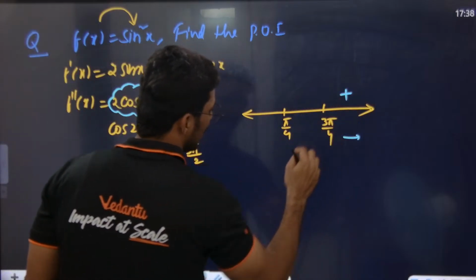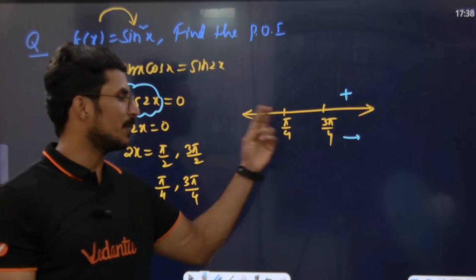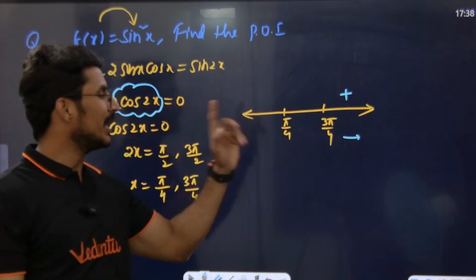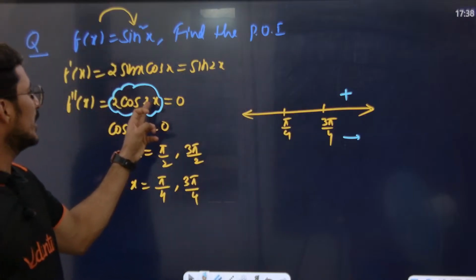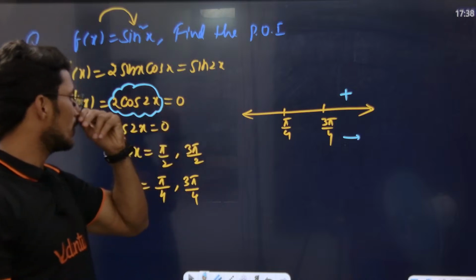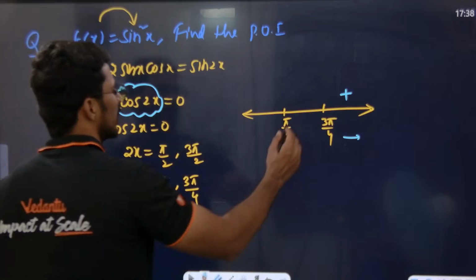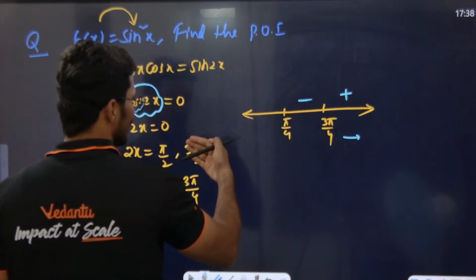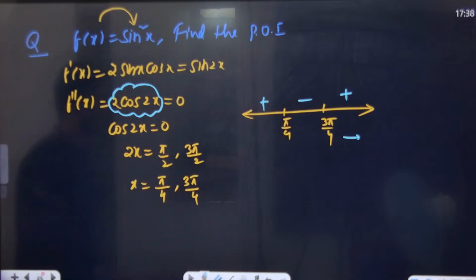Now take some value between pi by 4 and 3 pi by 4. Sir, pi by 4 is 45, 3 pi by 4 is 135. Let's say we take 90, pi by 2. If we take pi by 2, what will we get? Pi. Pi by 2 means more than 90, so second quadrant negative. Lesser than pi by 2 means first quadrant, cos positive again. Does everyone understand? So plus, minus, plus.